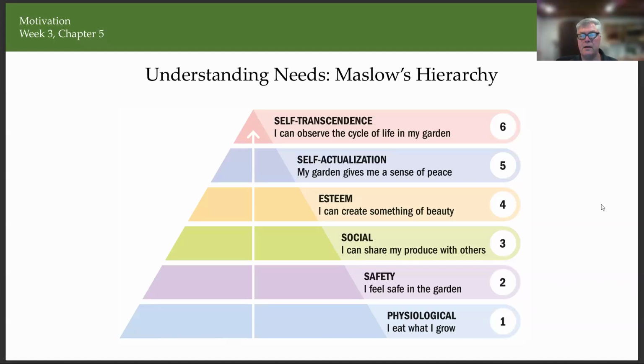self-transcendence. I can observe the cycle of life in my garden. Just an example of self-transcendence. It is thought that not many people reach number 6, but the other ones are reached many times, and you have to understand where your product fits in helping to satisfy one of these basic needs.